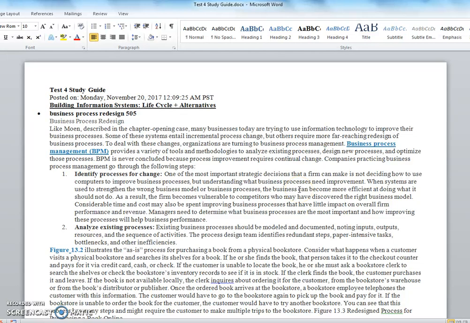This is the Task Force Study Guide, Building Information Systems Lifecycle and Alternatives. We'll talk about Business Process Redesign, page 505.